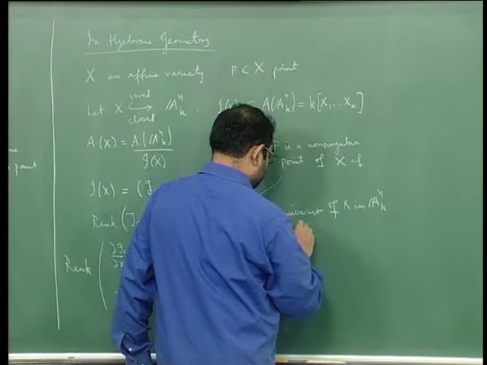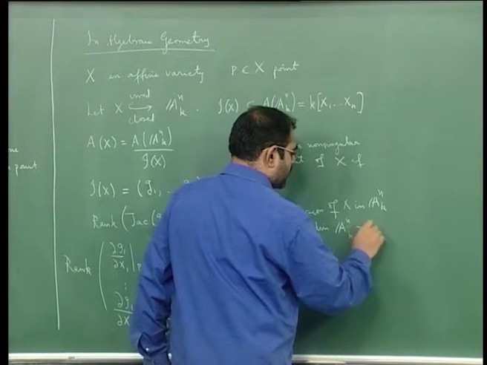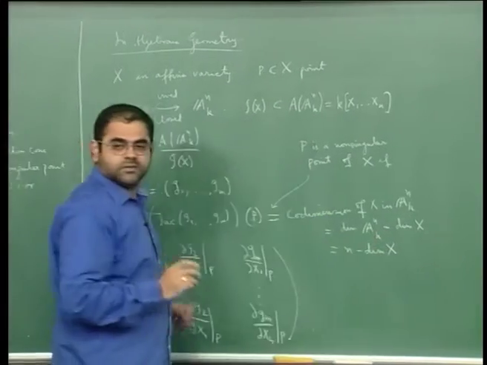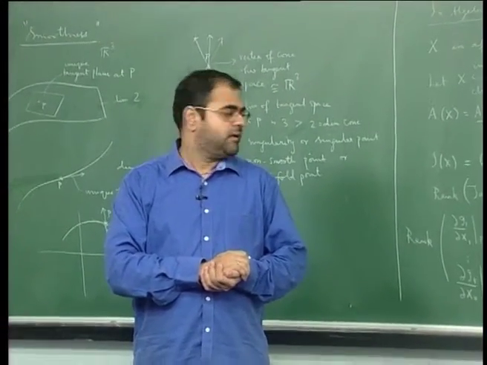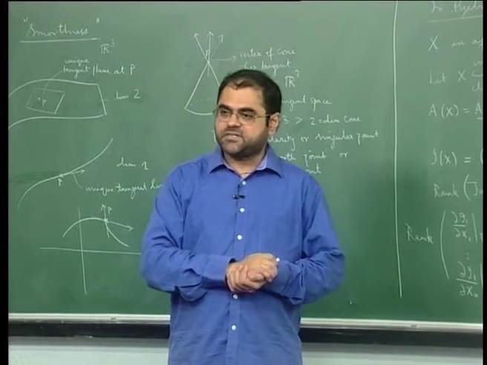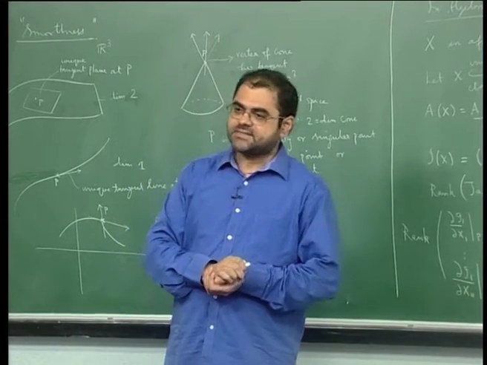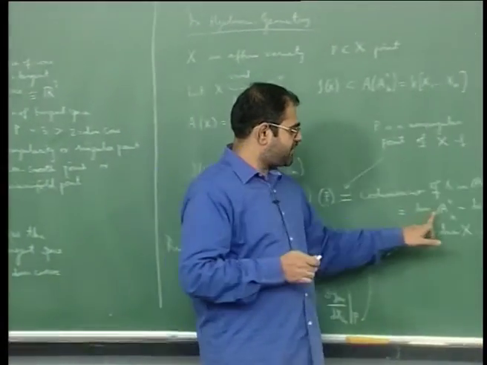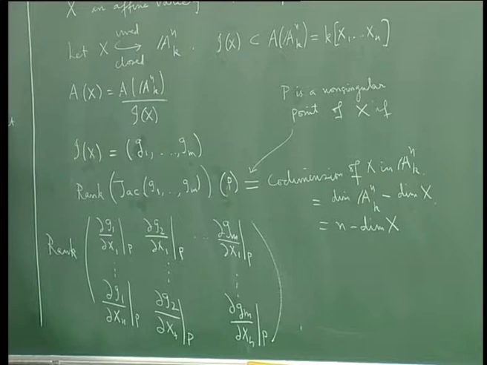Codimension is just the dimension of A^n minus the dimension of X, so it is n minus dimension X. So the codimension of a subspace is the dimension of the ambient space minus the dimension of the subspace. The ambient space here is affine space A^n, the subspace is X, which is embedded sitting inside A^n. You take the dimension of the bigger space minus the dimension of the smaller space, and that is called the codimension of the smaller space in the bigger space.